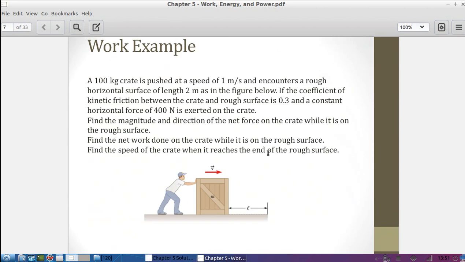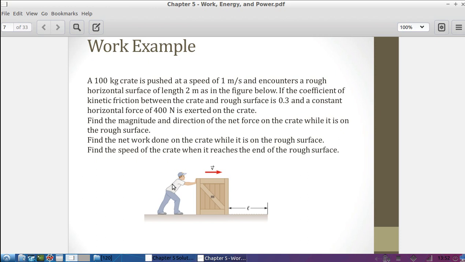All right, so another similar example, except the applied force is in the direction of the displacement. So the mass of the crate is 100 kilograms. It's being pushed, right? So it's being pushed at a speed of 1 meter per second. So it's moving at a constant speed, but it hits this spot right here, and this length L is a rough surface, so it's going to encounter a surface that has a coefficient of friction, and it's going to experience a frictional force in the negative x direction.